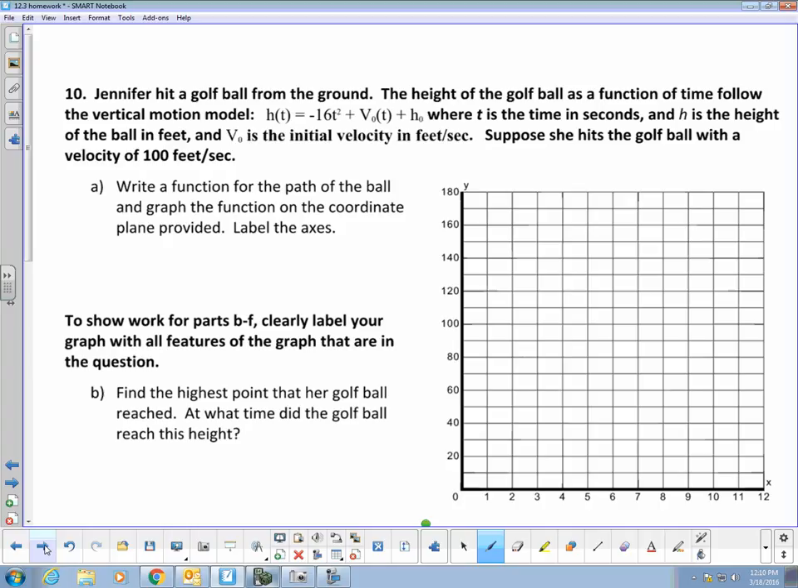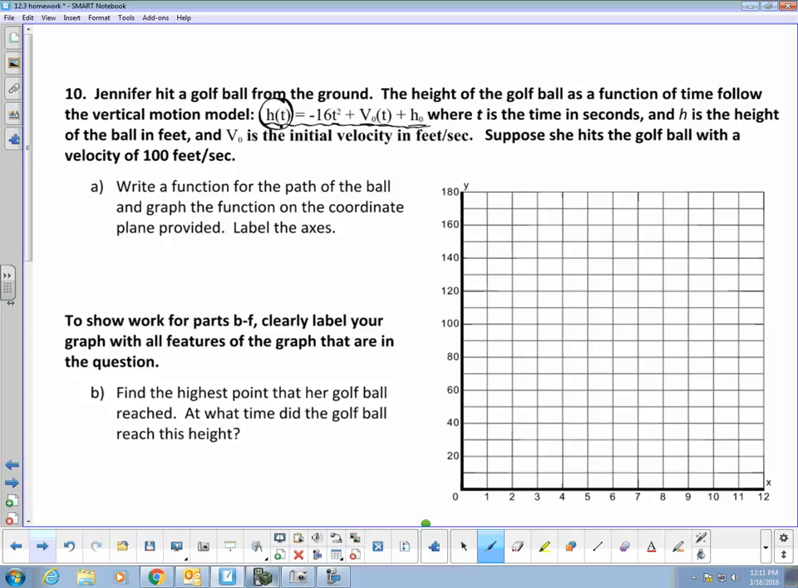In number 10, we have to begin by writing the function for the path of the ball. And we're going to begin with our vertical motion model. And just to remind you, this represents the height at any given time. T is the time in terms of seconds. V sub 0 is my initial velocity, which is my initial speed, and h sub 0 is my initial height.